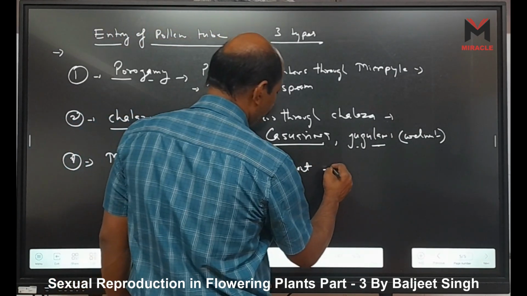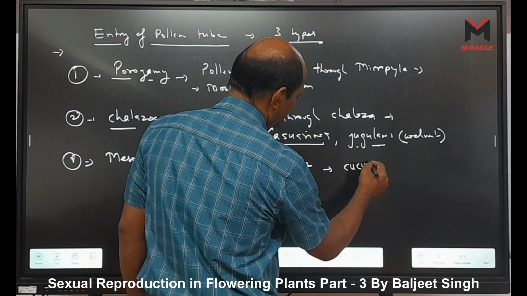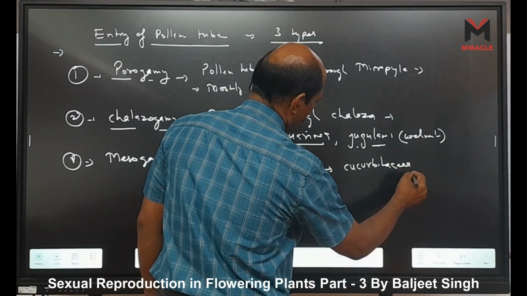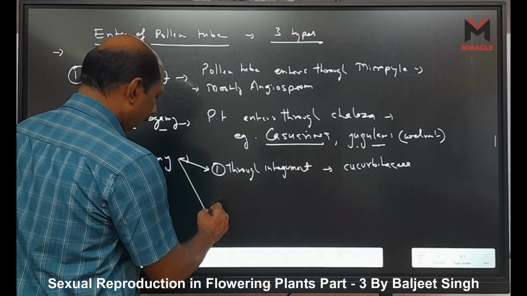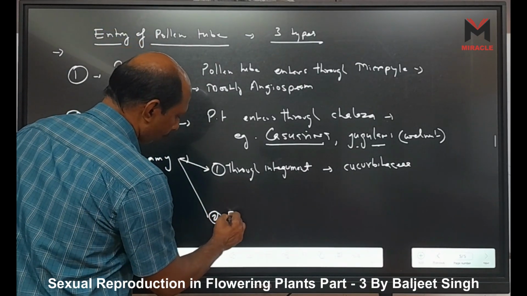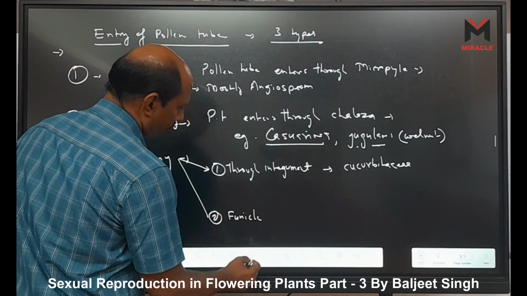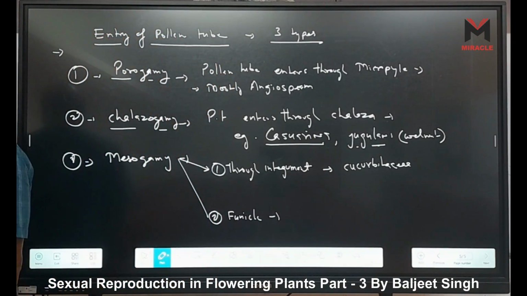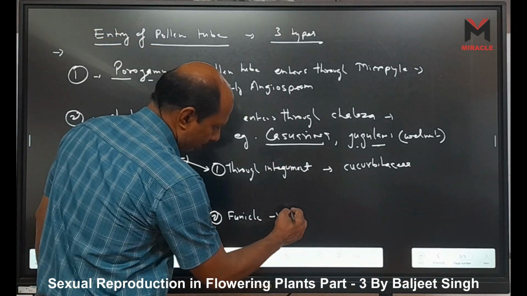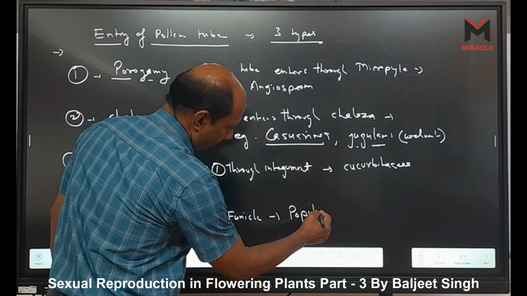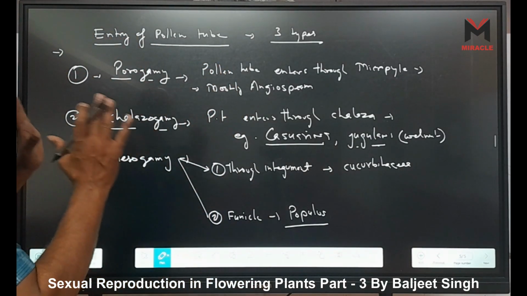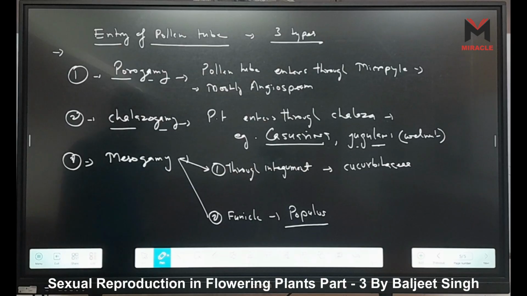Through integument, as for example in Cucurbitaceae family, right? And second is through funicle. Through funicle, as for example in Populus, right? Through funicle, it is Populus. So these three types of entry of pollen tube are there, right?